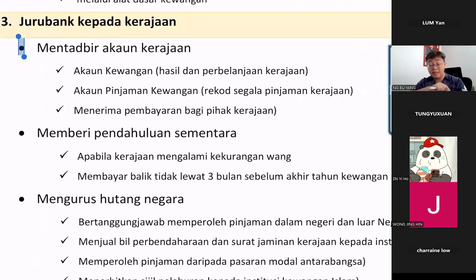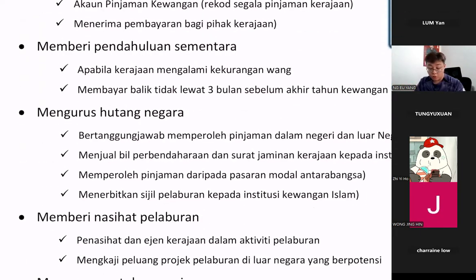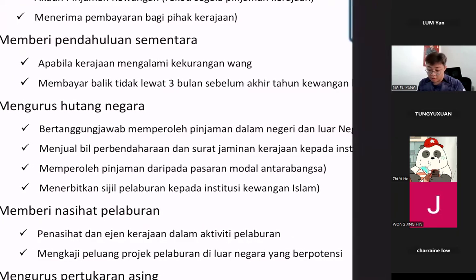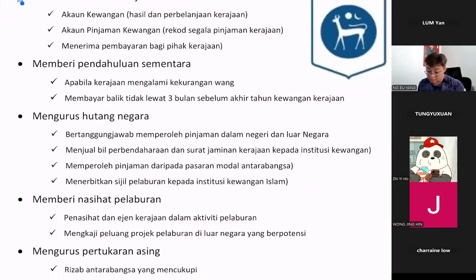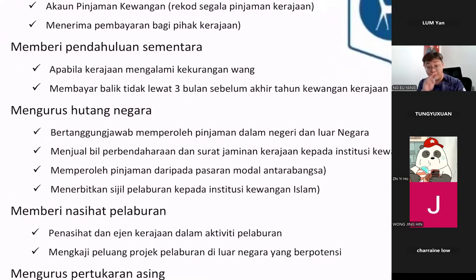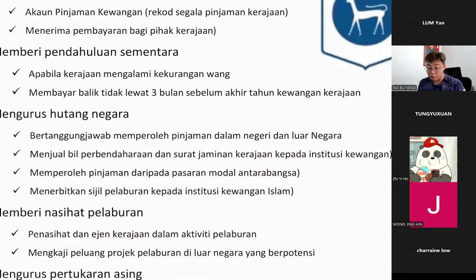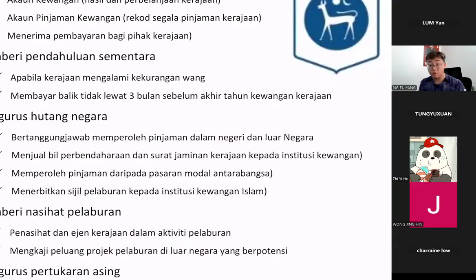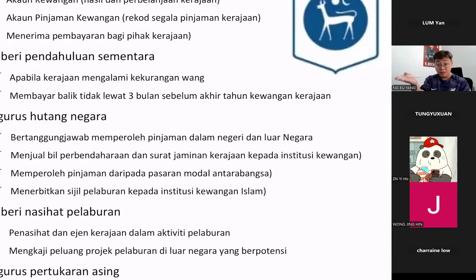So if bank pusat does not have enough cash, then how? So you look at the mengurus hutang negara. So you can see the second one, menjual bil pendanaan dan surat jaminan kerajaan kepada institusi keuangan. So which means government is trying to give a letter, known as a bond, to the institusi keuangan. What is institusi keuangan? Bank perdagangan. So that's why the bank perdagangan also tries to loan the money to kerajaan. So kerajaan is going to get this money to conduct more projects. So in future, maybe it's going to get an interest or dividend.